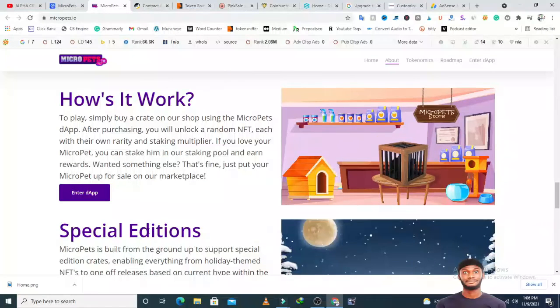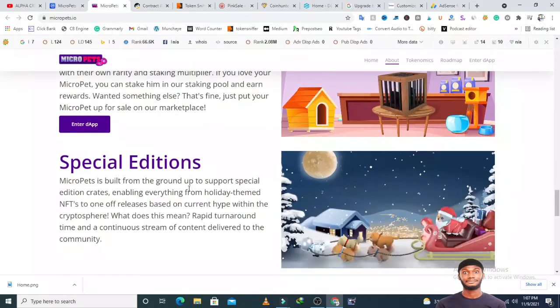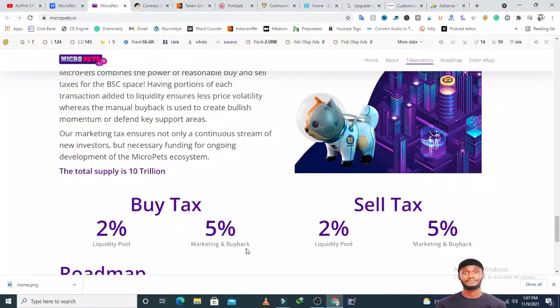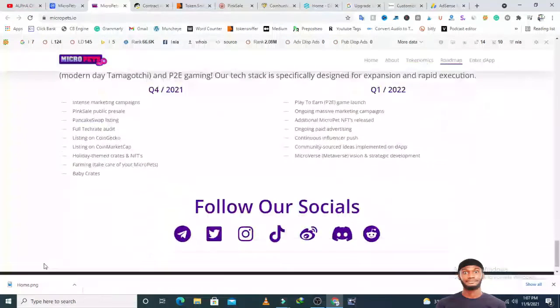So how it works: to play, you simply buy a crate on our shop using the MicroPet dApp. After purchasing, you will unlock a random NFT, each with its own rarity and staking multiplier. If you love your MicroPet, you can stake him in our staking pool and earn rewards. Want something else? That's fine. Just put your MicroPet up for sale in our marketplace. So whichever way you make money from this, the token economics is there. There's a 2% liquidity pool, 5% marketing buyback when you're buying. When you're selling again, 2% will go to the liquidity pool, 5% to the marketing buyback, roadmap, blah, blah, blah, blah, blah.